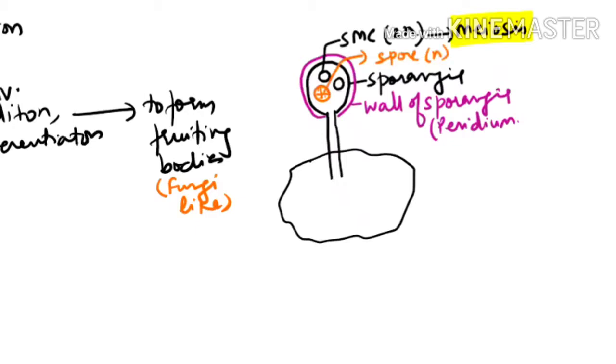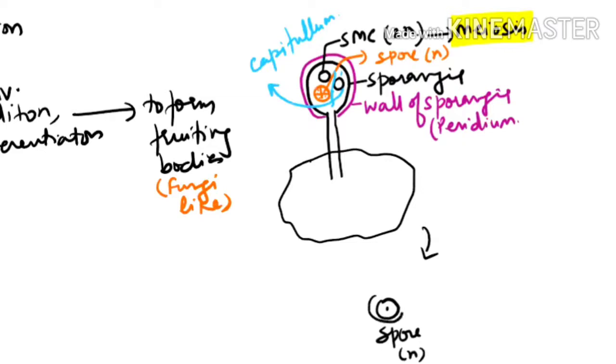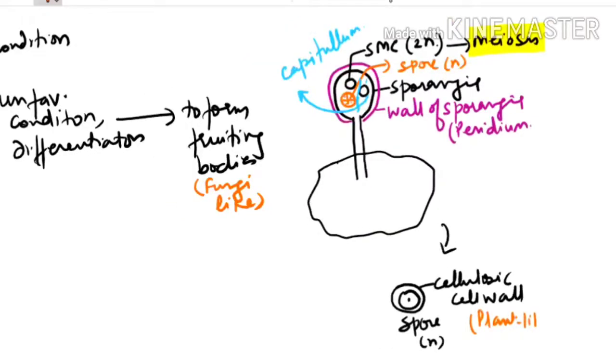And in between them, you are finding this network is present. Just to understand with the diagram, this network is known as capitulum. Now when we see the spore outside, we are seeing the spore, whose ploidy is N. Then we find that the spore is surrounded by a cell wall. And the cell wall is a cellulosic cell wall. So they make the spore with the cellulosic cell wall. This is a plant character. So this is a plant-like character.